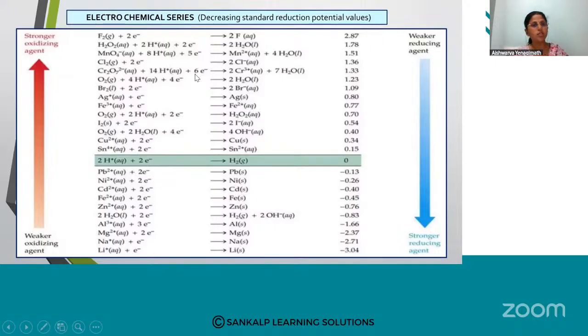Hope up to this the points are crystal clear. In the next session, we'll be moving on to the next, very interesting part of electrochemistry, that is the Nernst equation. What are the applications of the Nernst equation, electrolytic cells, conductors, all these things we'll be discussing.